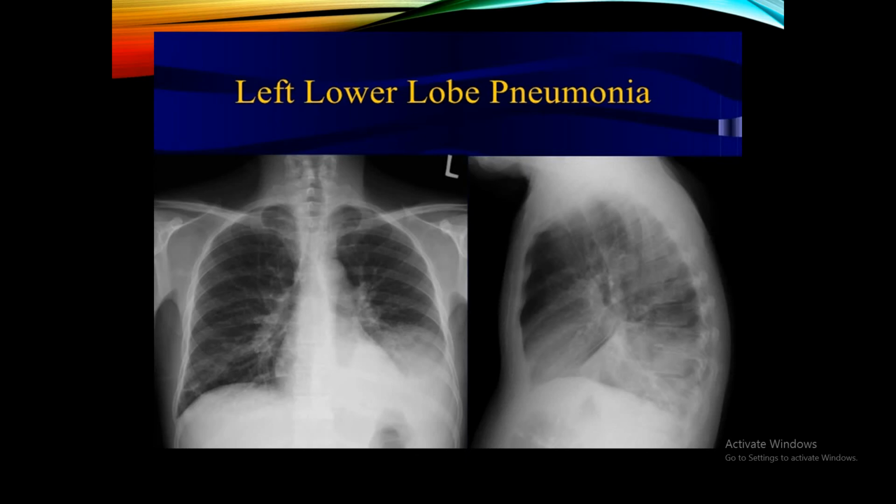If we take a lateral chest X-ray, we notice that the lower dorsal spines look more opaque, meaning whiter, than the upper dorsal spines, and this is normally not what we see. Normally in the lateral chest X-ray, the lower dorsal spines should be more translucent than the upper dorsal spines. Whenever this sign is reversed, it means we have pathology in the lower lung lobes.